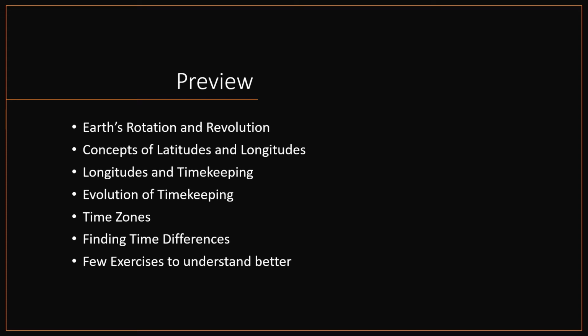How many time zones are there? How are they different from each other? How are they adjusted? Adjustment is quite a complex phenomenon, let me tell you. How are they adjusted and on the basis of what do we have 24 time zones? We'll try to understand that in that slide. By the end of today's lecture, I hope that you will be able to find time differences between two or more places. And in the end, I have given you a few exercises to understand the concept of timekeeping better.